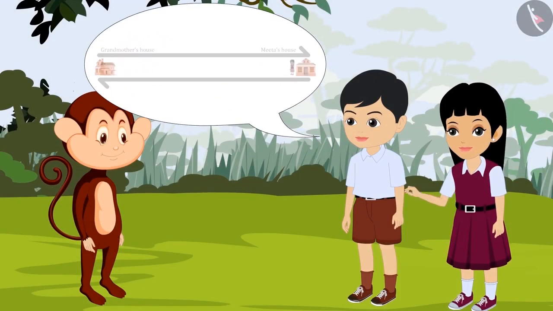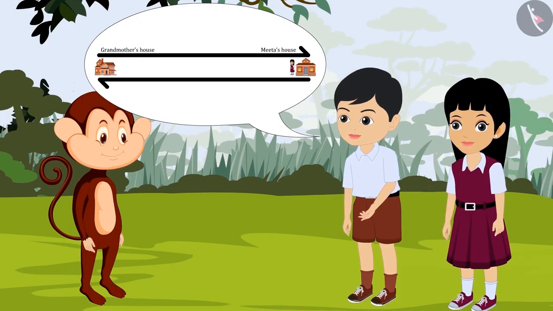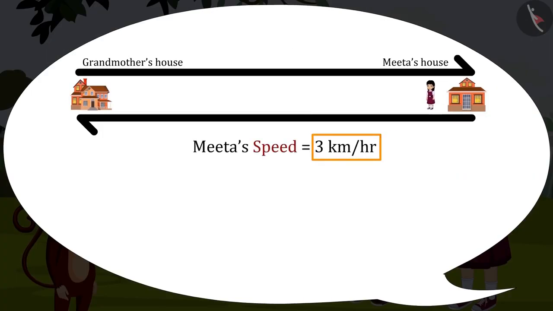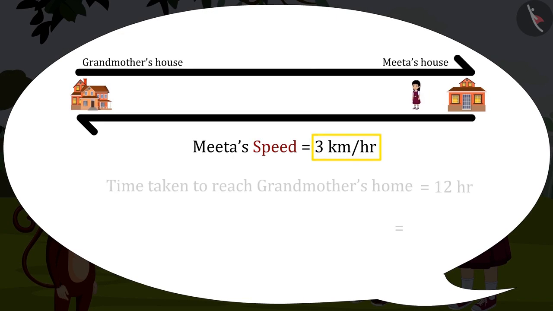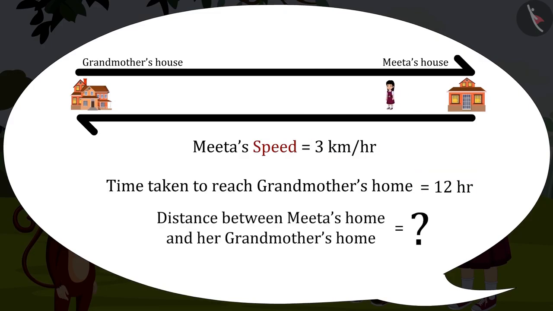Bholu monkey, suppose I am walking down to my grandmother's house with 5 boxes of sweets. Meeta's speed is 3 kilometers per hour. She took 12 hours to reach grandmother's home. So can you tell how far is Meeta's house from her grandmother's house?